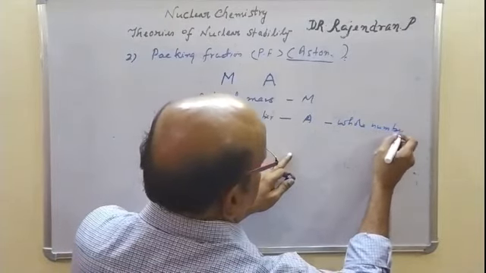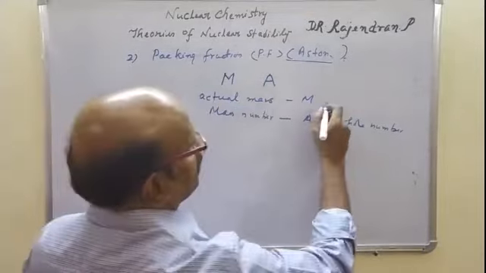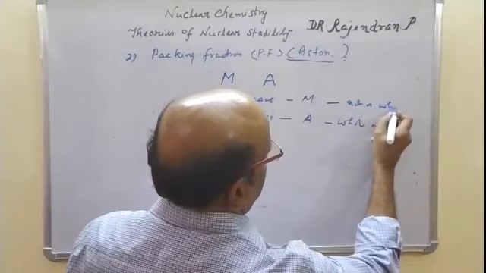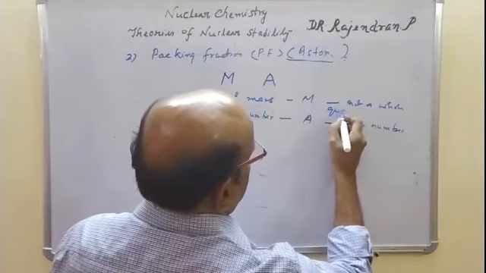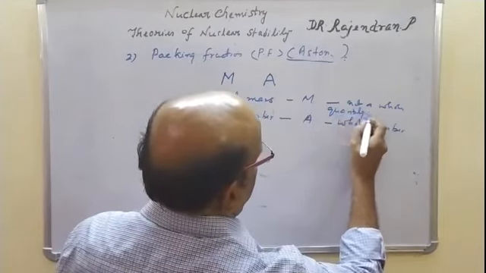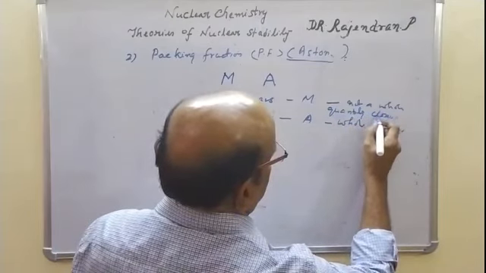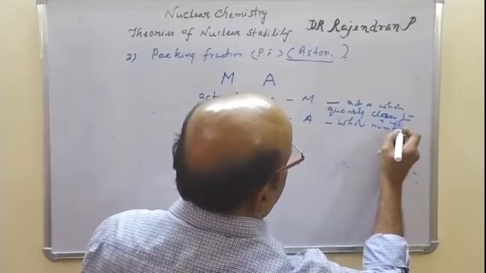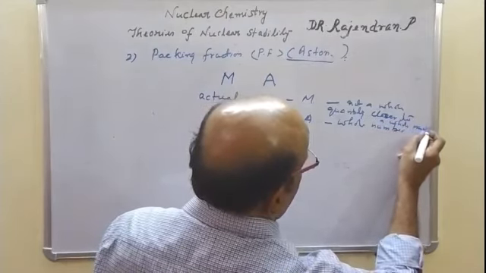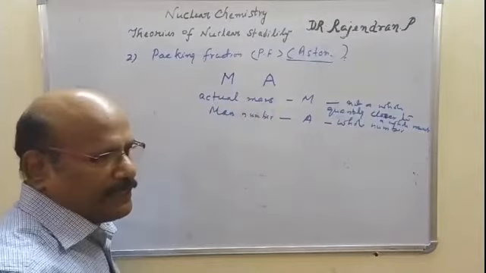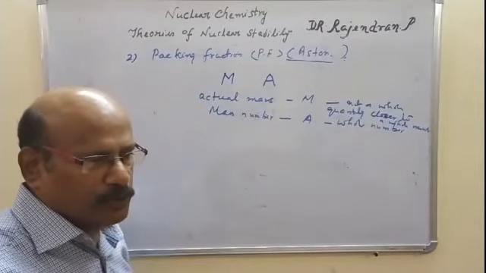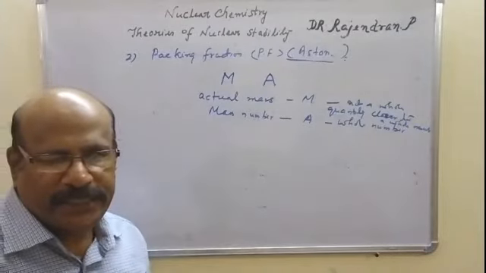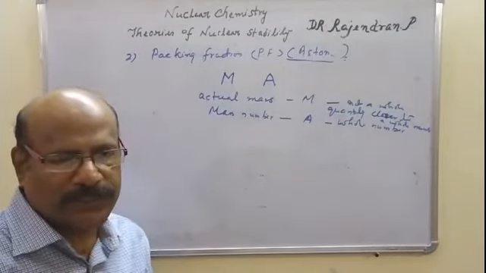Mass number is always a whole number, but actual mass is not a whole number, a quantity closer to a whole number. As I mentioned, for oxygen it is 15.999, carbon it is 12.00, something like that. For hydrogen 1.0008, helium it is 4.0025, something like that.